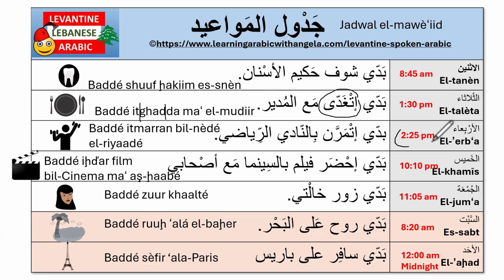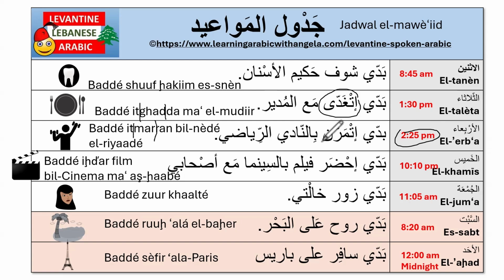الأربعة. Can you read this time? الأربعة الساعة 2:30 إلا 5. So I literally said 2.5 minus 5. That's how we read this time. بدي اتمرن. I want to exercise or literally to train or practice. اتمرن.